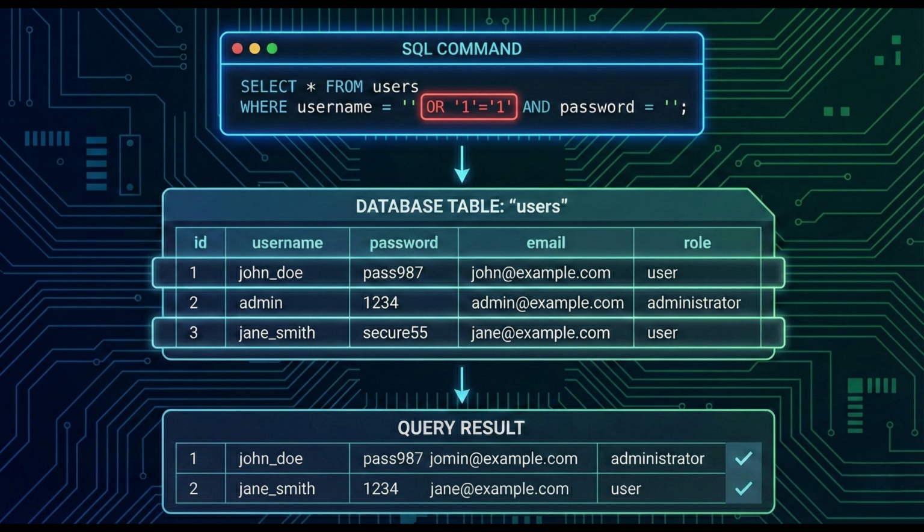The condition 1=1 is always true, so the database no longer checks for a specific user. Because the database only follows logic and does not understand intent, it treats the condition as valid and returns multiple rows from the users table. As a result, the website believes authentication is successful and grants access without a correct password.